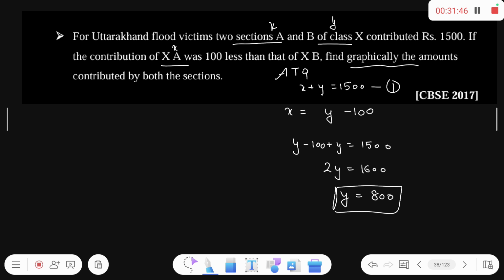Similarly, contribution by section A is 700. So total contribution is 1500. You have to solve it graphically.